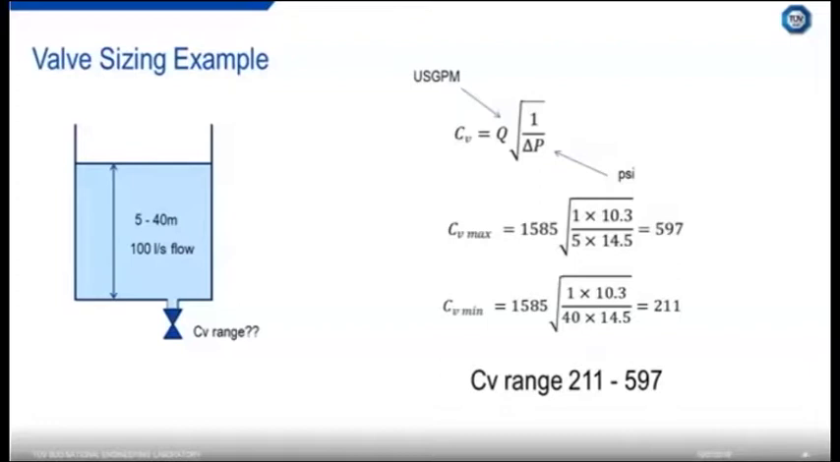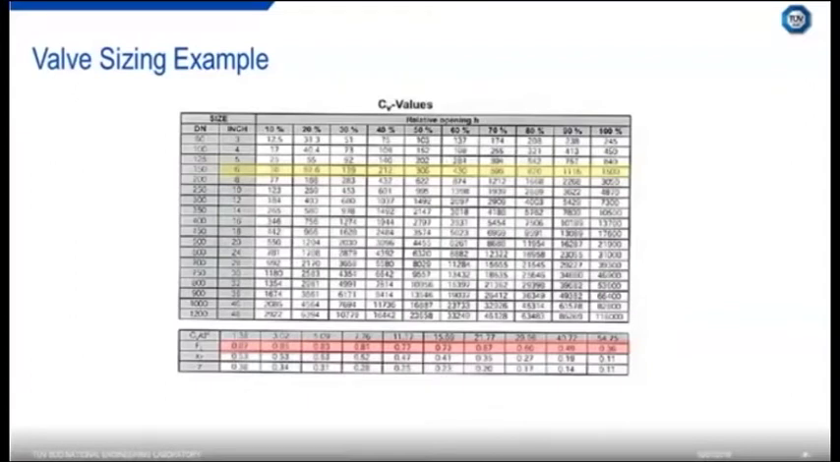On the other hand, the minimum CV occurs at the largest pressure drop, which is 40 metres head. And when you plug that in, you get a CV minimum of 211. So you need a valve with a CV range of 211 to 597 in order to achieve 100 litres per second flow at any height between these two values. So that's great, you've got a CV range. What would you do next? Well, you might go to a valve brochure and be presented with a table that looks like this.